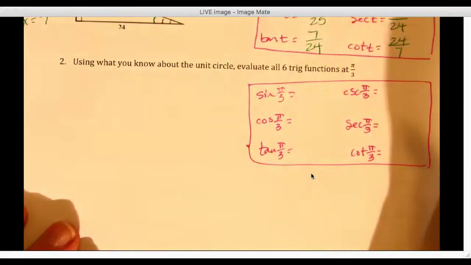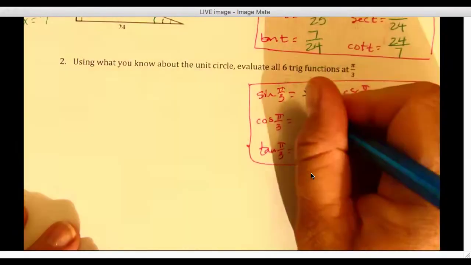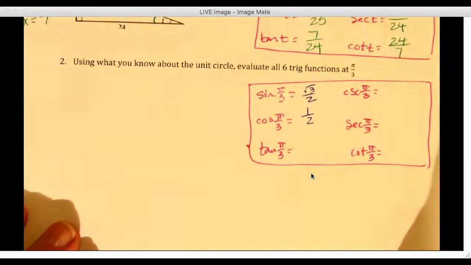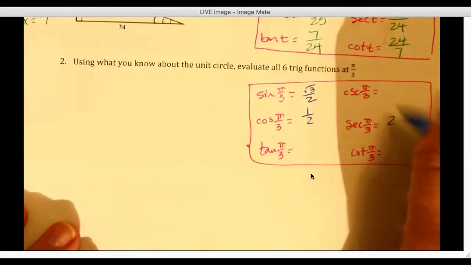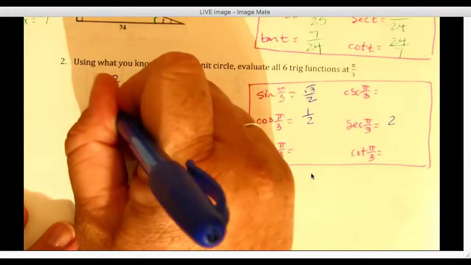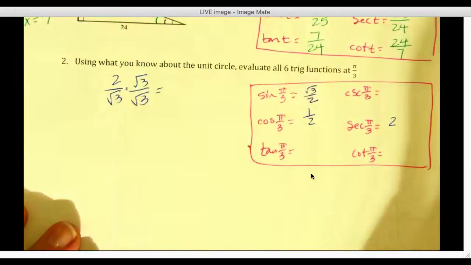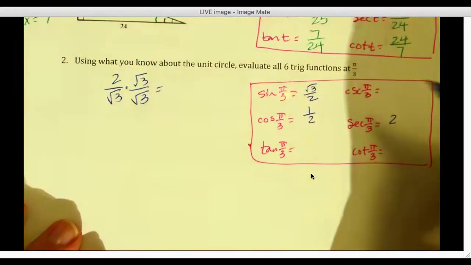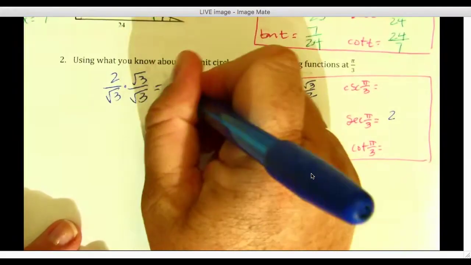So sine of pi over 3 is square root 3 over 2, and cosine is 1/2. And so we can go ahead and fill out these here. The reciprocal of 1/2 is 2, and the reciprocal of root 3 over 2 is 2 over square root 3. And we need to rationalize that, which we've done several times now. So hopefully you're getting comfortable rationalizing things. So we have 2 square root 3 over 3.